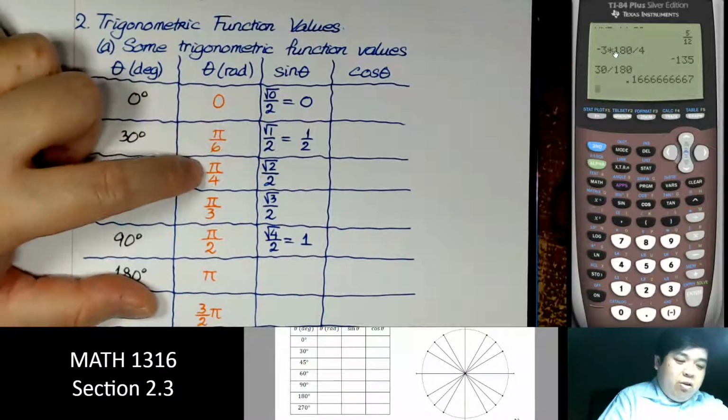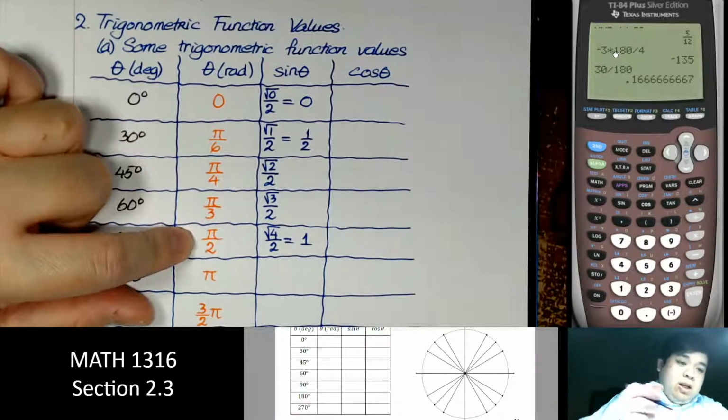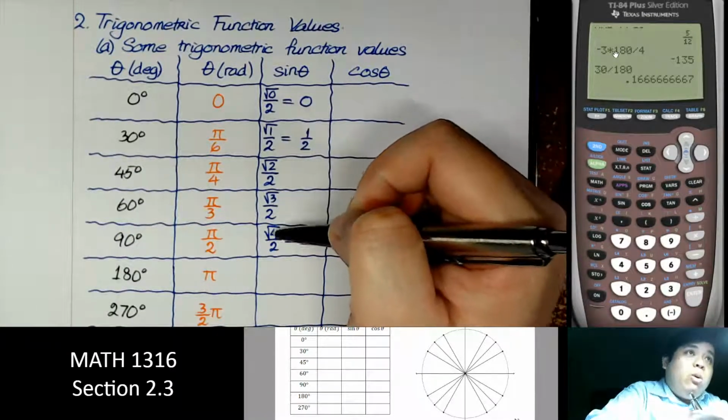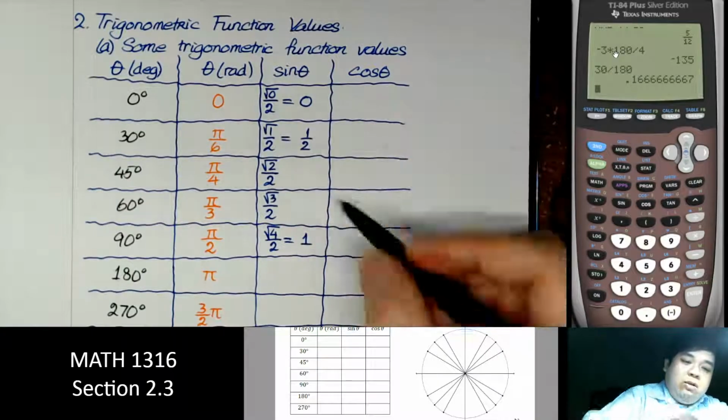0, pi over 6, pi over 4, pi over 3, and pi over 2. The measure, square root of 0, square root of 1, square root of 2, square root of 3, and square root of 4 divided by 2. So that's what we have. Those are the values.